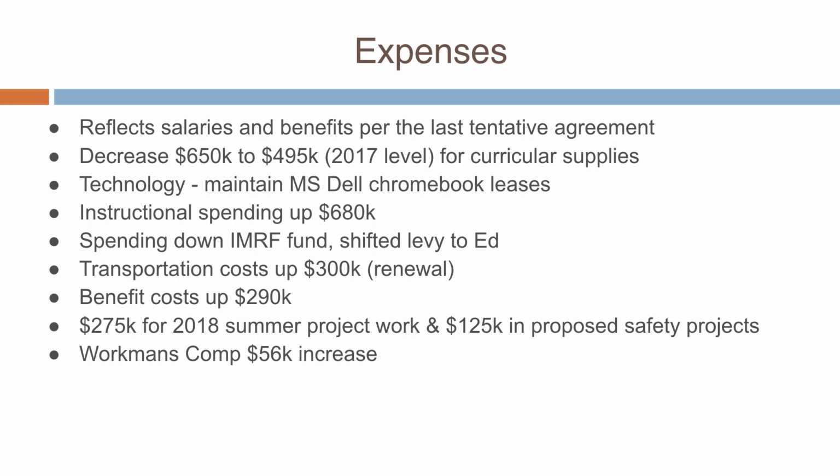$275,000 has been identified for 2018 summer project work, with potential additional proposed safety projects amounting to $125,000. We have also seen a number of workers' comp claims throughout our district this past year, resulting in an increase of $56,000 for the 2018-19 fiscal year.